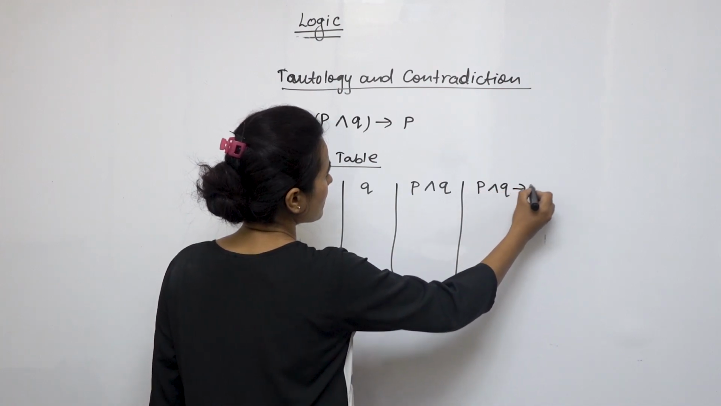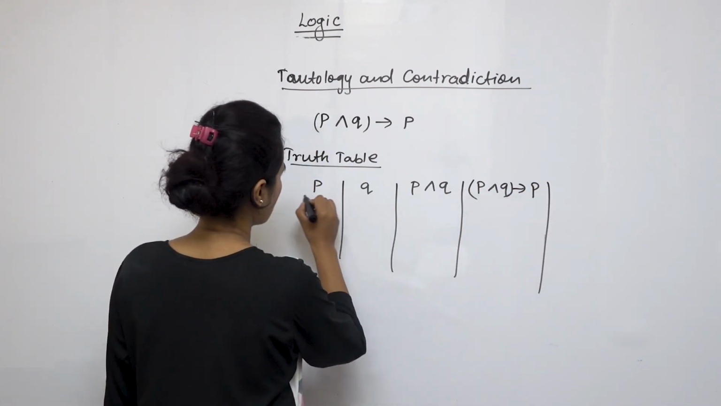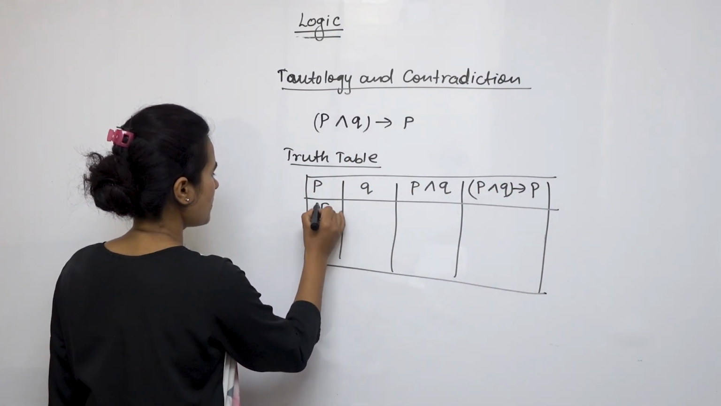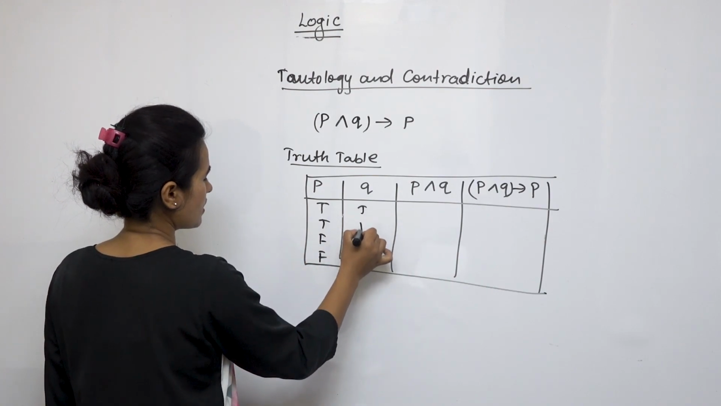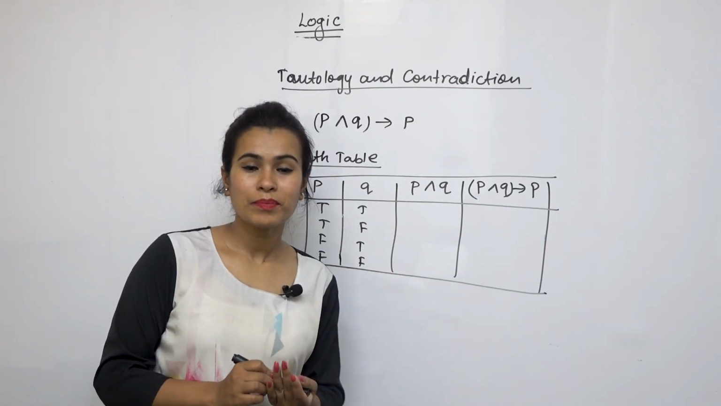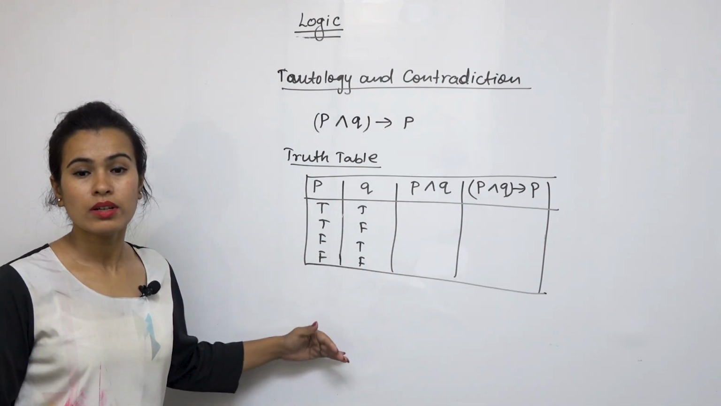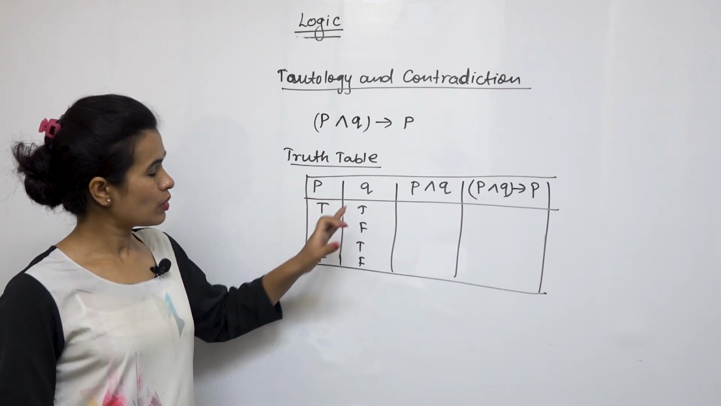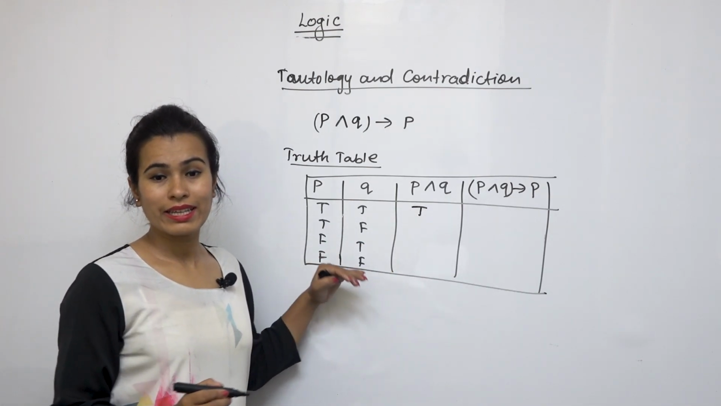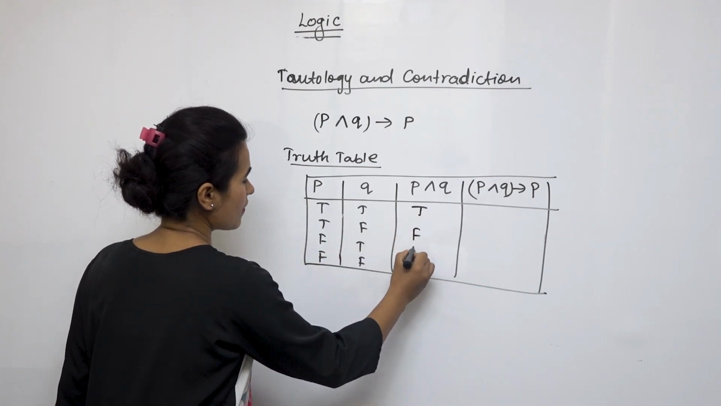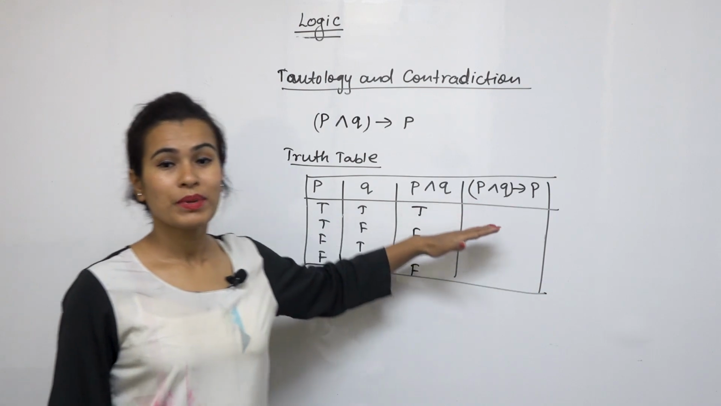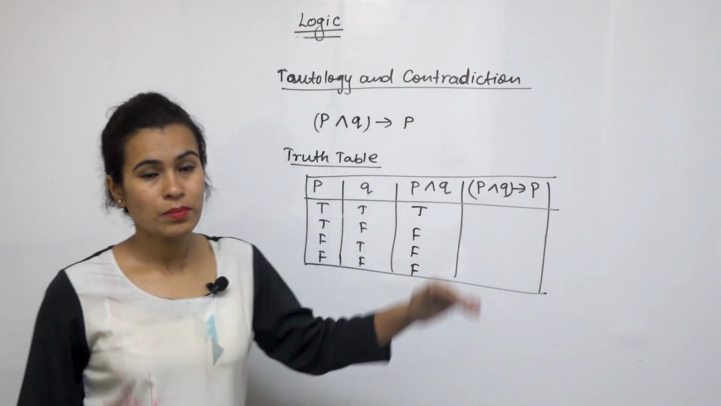Now P and Q, then P. T, T, F, F. T, F, T, F. Now see P and Q. In P and Q, we have done this before also. If both the results are true, then the answer is true. Otherwise, in all the cases, it is false: F, F, F. So P and Q is over. Now what we have to do? P and Q then P.